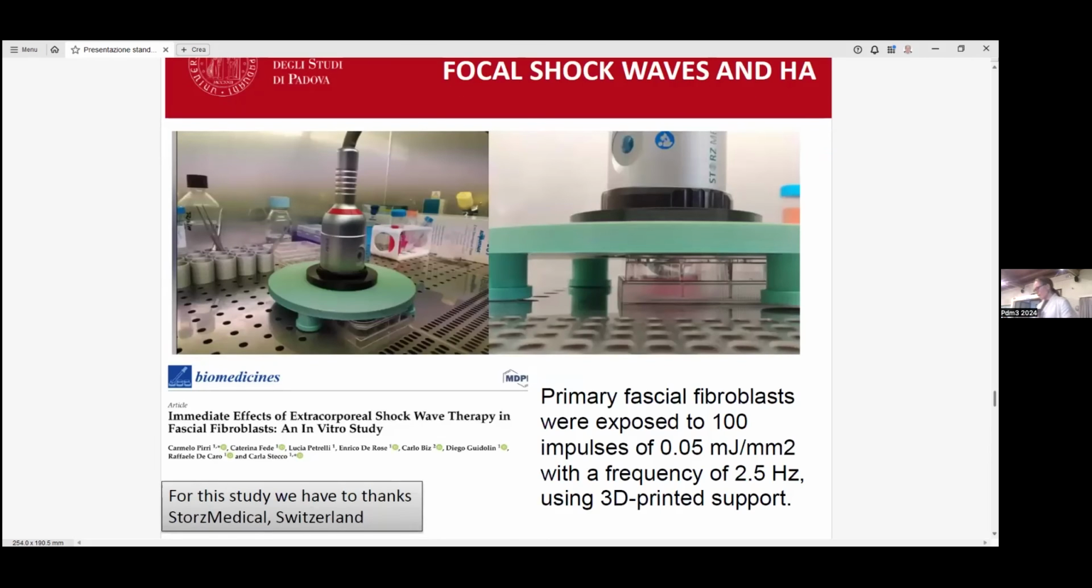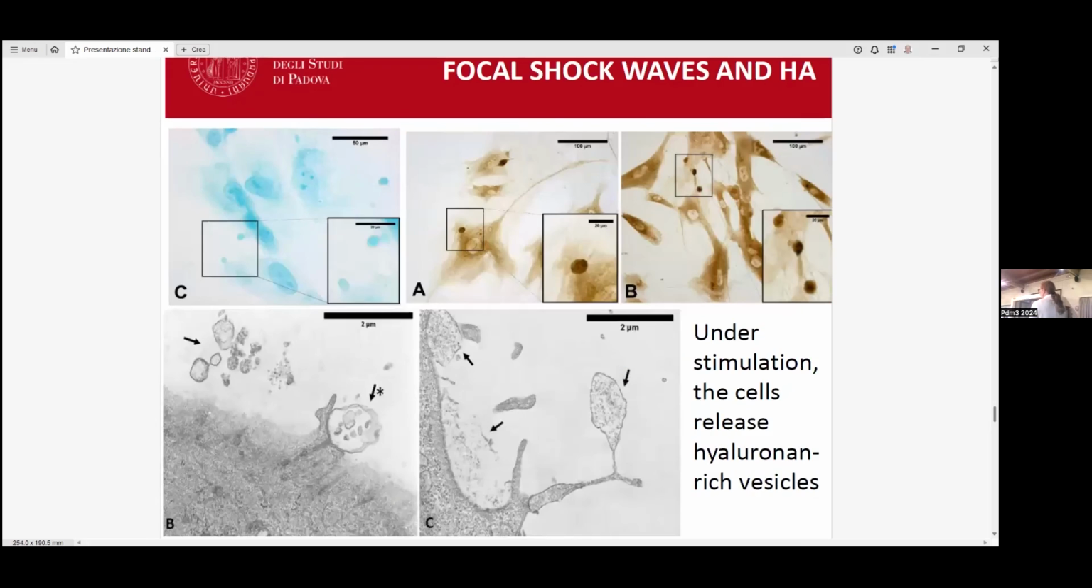But we also tried to understand if the mechanical input can stimulate the production of hyaluronan. To give a very precise input, we used the focal shock wave, at a very low level, and we stimulated the same cell culture with the shock wave. We demonstrated that just after a few hours, we have a good release of hyaluronan in the extracellular matrix. So the effect of the focal shock wave is again to stimulate the production of hyaluronan in our fascia.